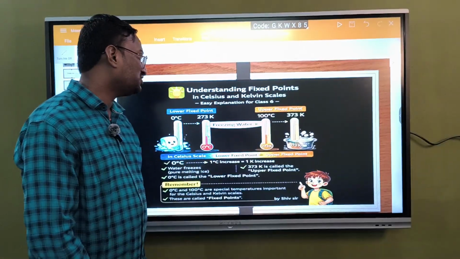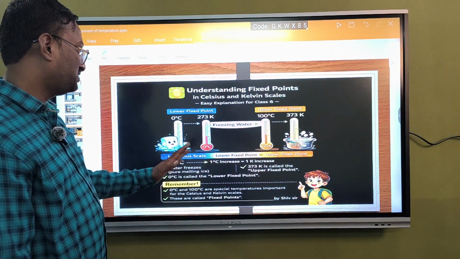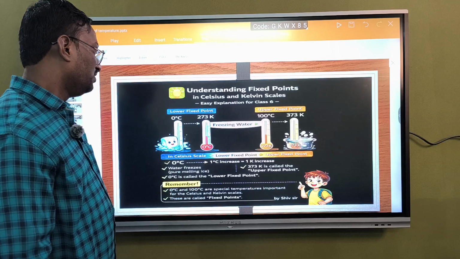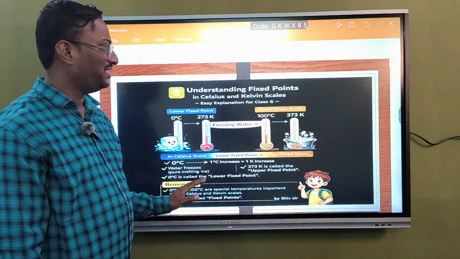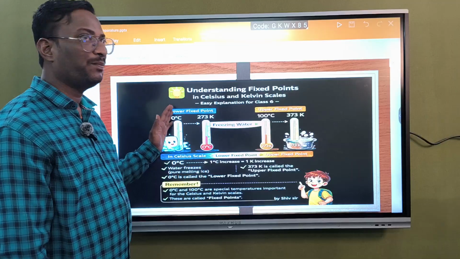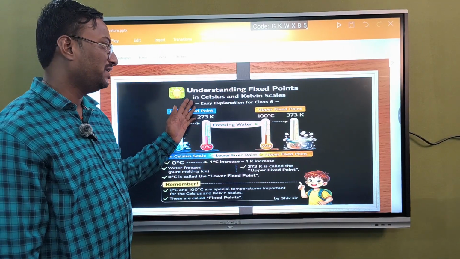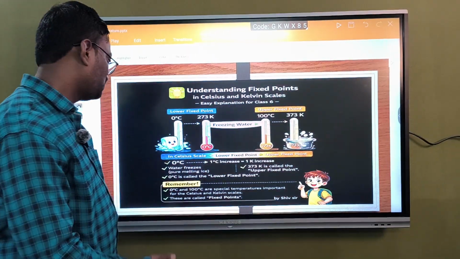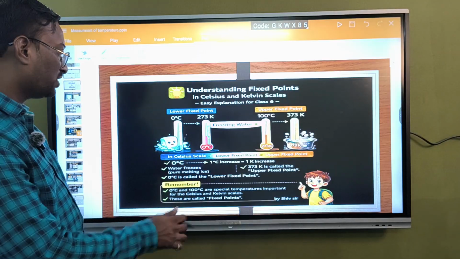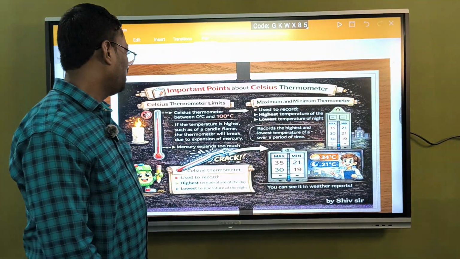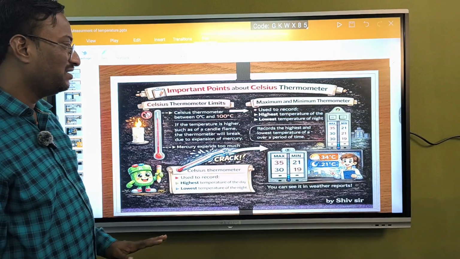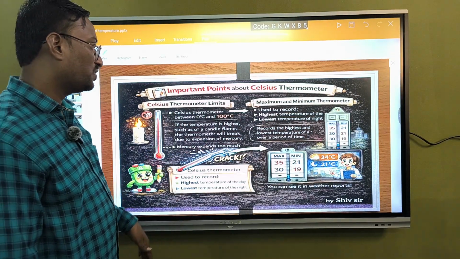Next one, understanding the fixed points. We already discussed that. Water freezes at 0 degrees centigrade and water boils at 100 degrees centigrade. These two are called fixed points.